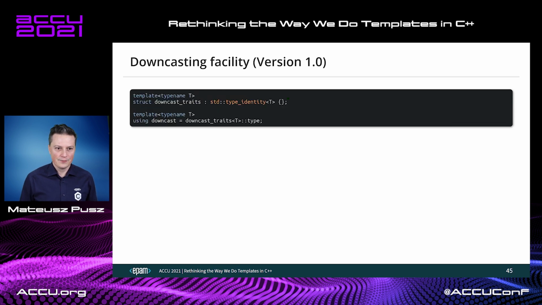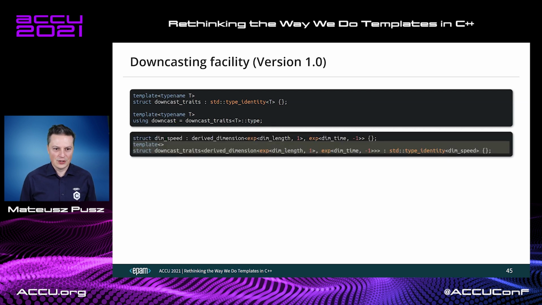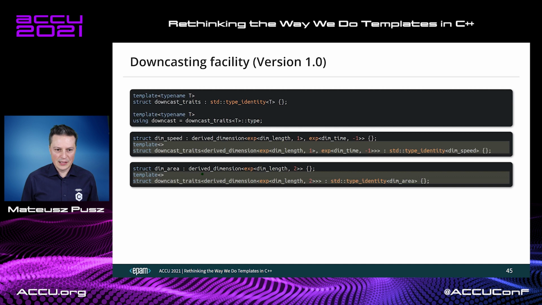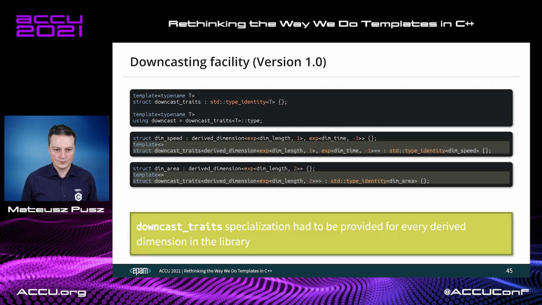At the very beginning, I worked with a type trait. I called it downcast traits. By default, it did nothing. It just provided the same type. And then for each and every dimension, I had to specialize it, saying that if you will ever see derived dimension of dimension length in exponent 1 and dimension time in exponent -1, then provide speed as an answer for this dimension. The same for area, and so on.